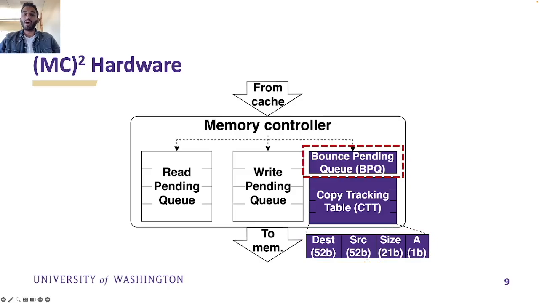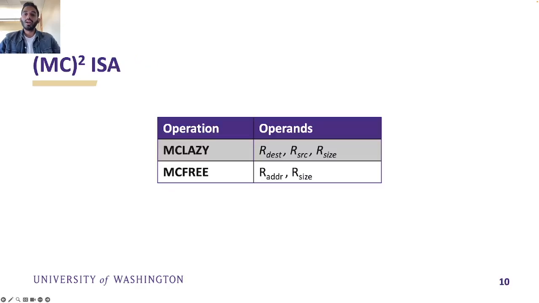We also maintain a bounce pending queue that temporarily holds writes to source buffers for consistency. The importance of the bounce pending queue is explained in detail in our paper. We provide two new instructions to take advantage of MC2. The first is MC lazy, which initiates the lazy memcopy operation.